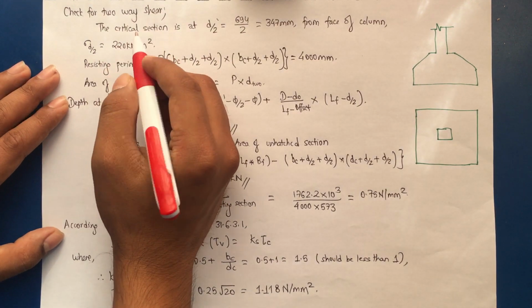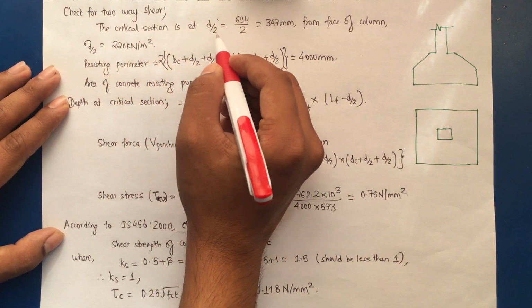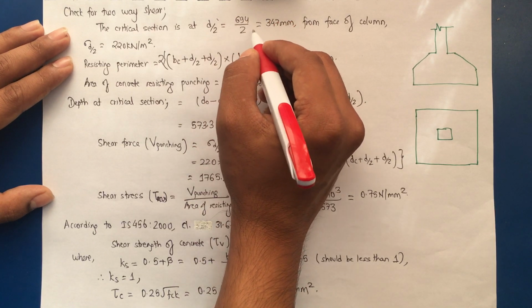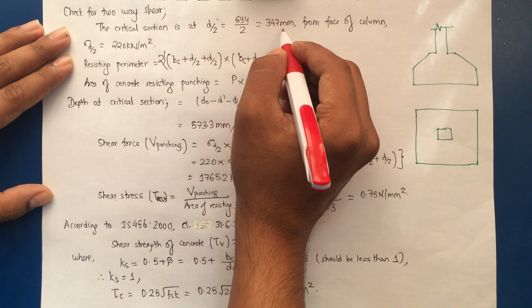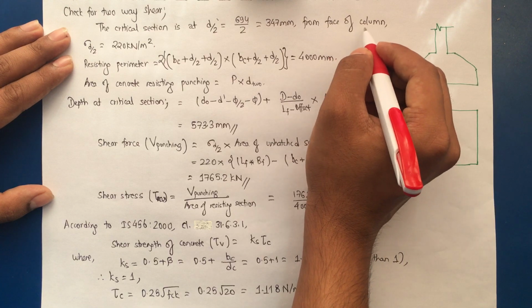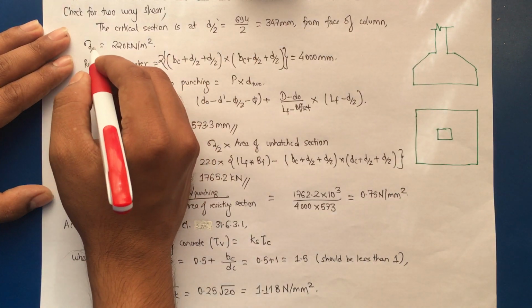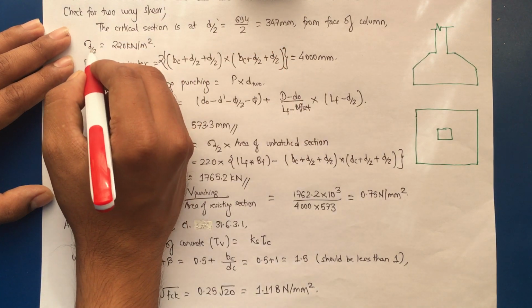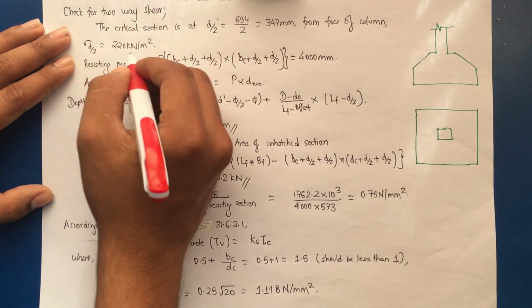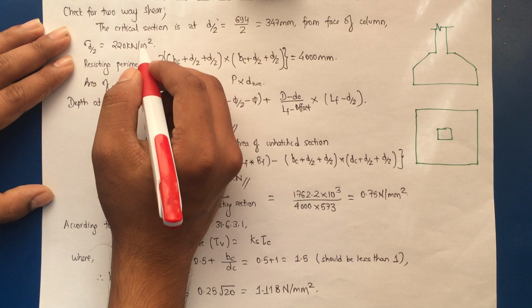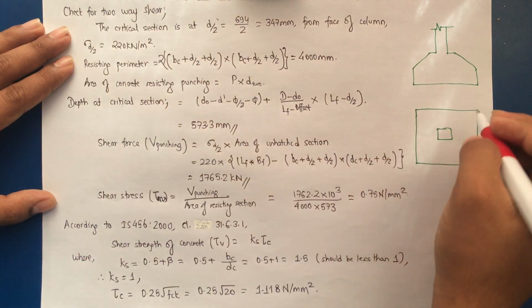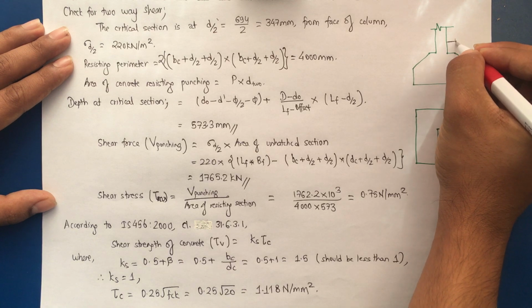Similarly, check for two way shear. The critical section is at distance d by 2 for two way shear, and it is 694 divided by 2, equal to 347 mm from the face of the column. And at a distance d by 2 from the face of the column, the soil pressure is 220 kilonewton per meter square, considering a uniform distribution of soil pressure.